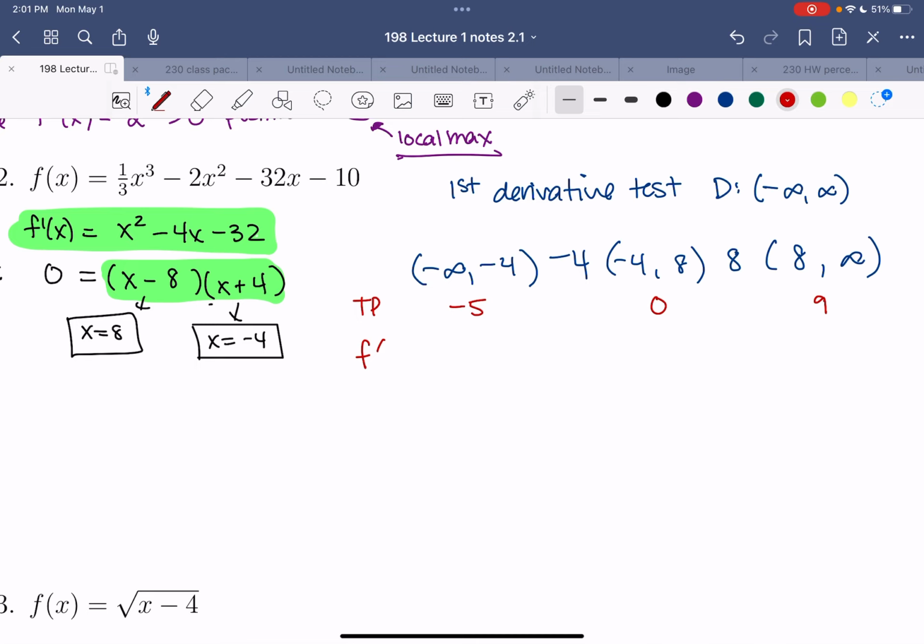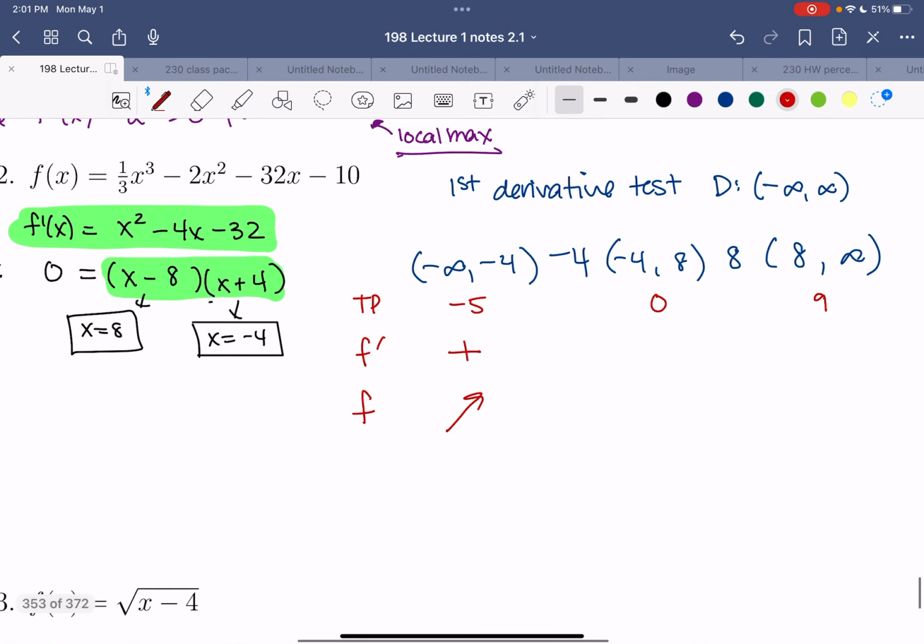If I plug in negative 5, that's going to give me 25 plus 20 minus 32, and that looks to be positive. So my derivative is positive, and that means that the original function is then increasing. At 0, if I plug 0 in, I get a negative 32, and so the function is then decreasing. And if we plug in 9, you get 81 minus 36 minus 32. That's going to be positive. And again, I don't really care what the number is. I just care whether it's positive or negative.